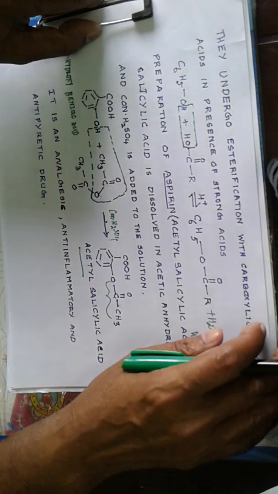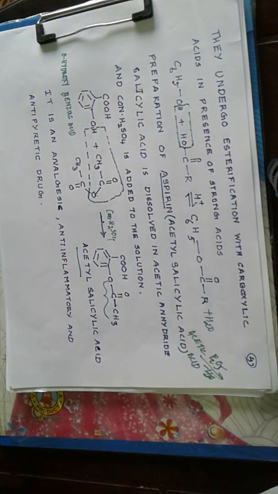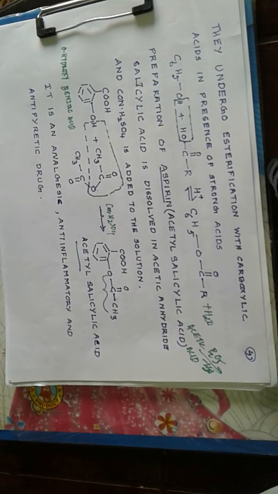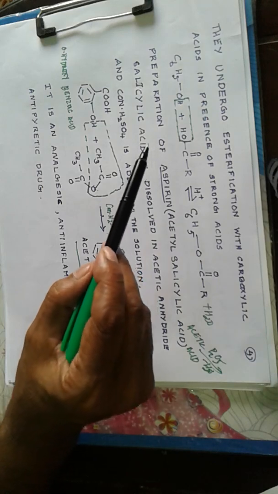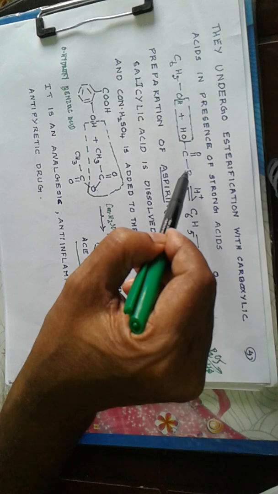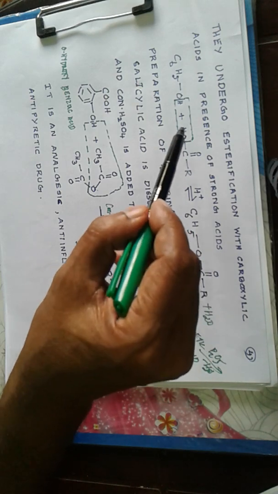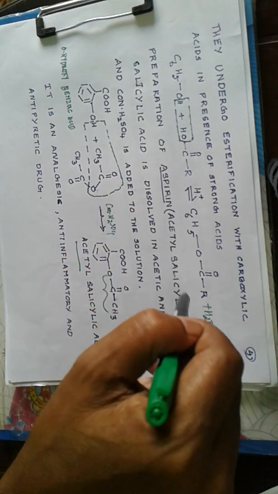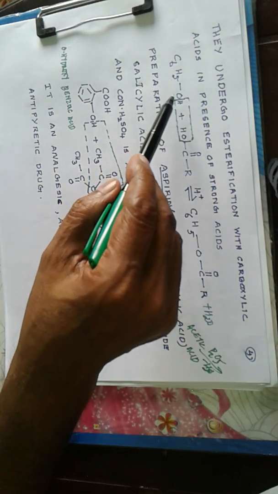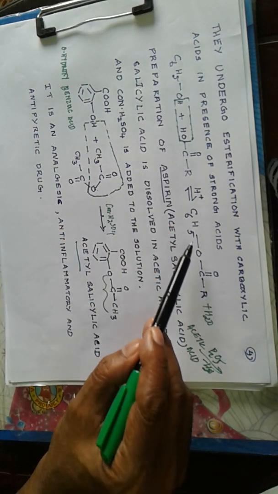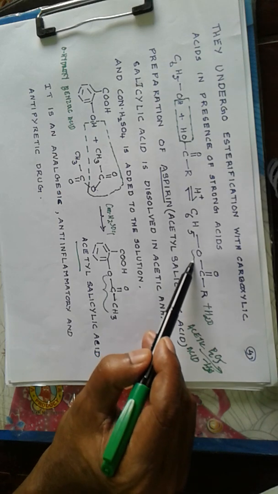Then coming to their chemical reactions, they undergo esterification with the carboxylic acids in the presence of strong acids. Now esters are formed. Phenol, as in the case of alcohol, reacts with the carboxylic acid RCOOH. Now the OH group of acid combines with the H of phenol, with removal of a molecule of water, and we get C6H5OCOR, and this is an ester because there is the ester group.